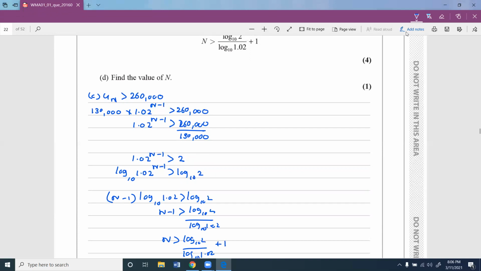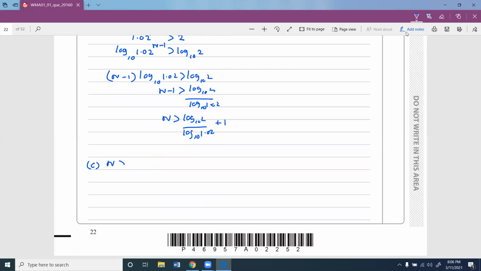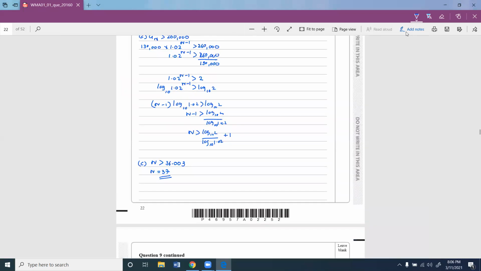Let's work out with this. This is the continuation of the same thing. See, n is greater than, you just put it in the calculator: log 2 divided by log 1.02. That answer is 35.00 plus 1. It's turned up to 36 point. This is the point you have to understand. 36.003. Then you can say the integer which is greater than 36.003 would be 37. That's a way of doing this question. That's a factor to be understood when you are doing this kind of question.